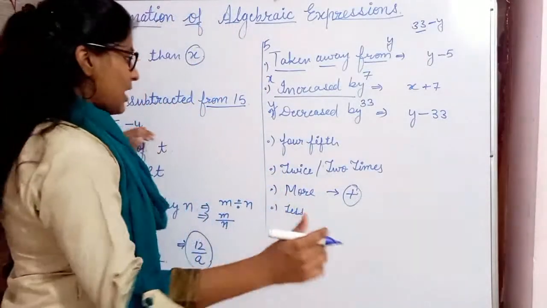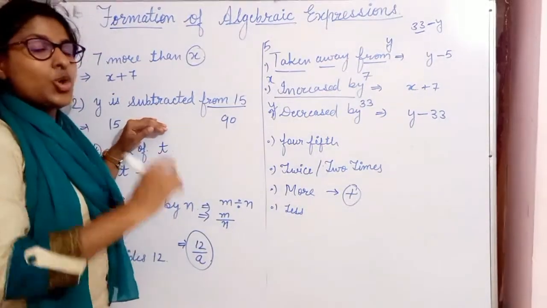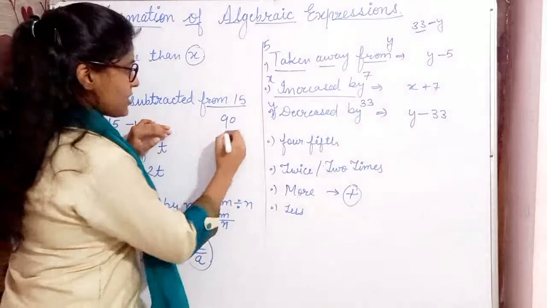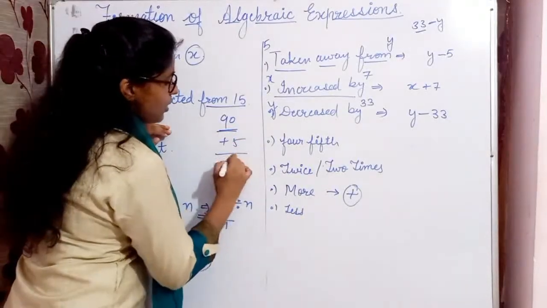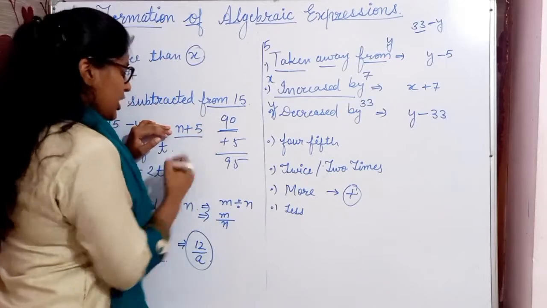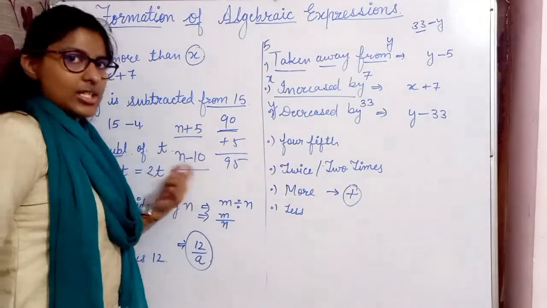Just suppose your marks last time were 90. And I tell you, this time you increased your marks by 5. It means 95, so your marks are increased by 5. If your marks are decreased by 10, then we subtract. So we are subtracting and adding in this way.